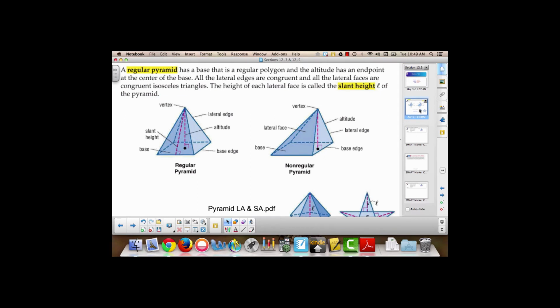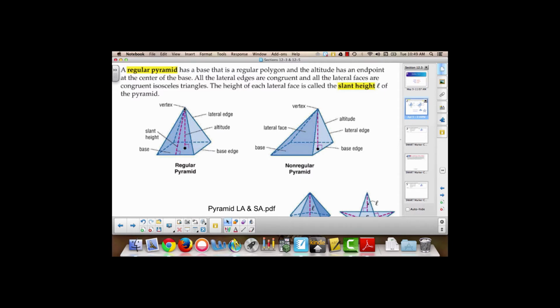Pyramids are different than prisms in that instead of having two congruent polygon bases, there's only one polygon base. And then the lateral faces are now triangles instead of rectangles, and they all meet at a point called a vertex at the top.